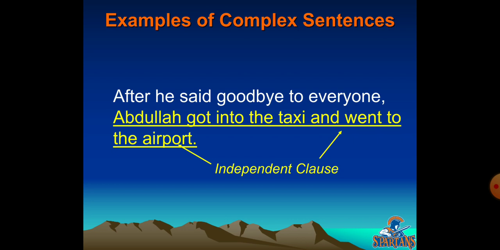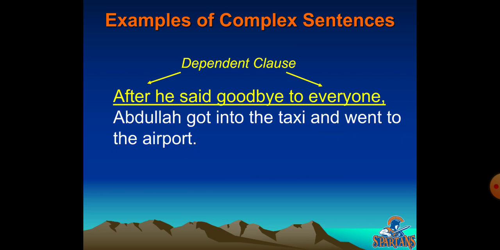The other part of this sentence, after he said goodbye to everyone, is a dependent clause. As you can see it, it can't stand alone. After he said goodbye to everyone, if you just stop this sentence at everyone, you can understand that the sentence needs something to complete.